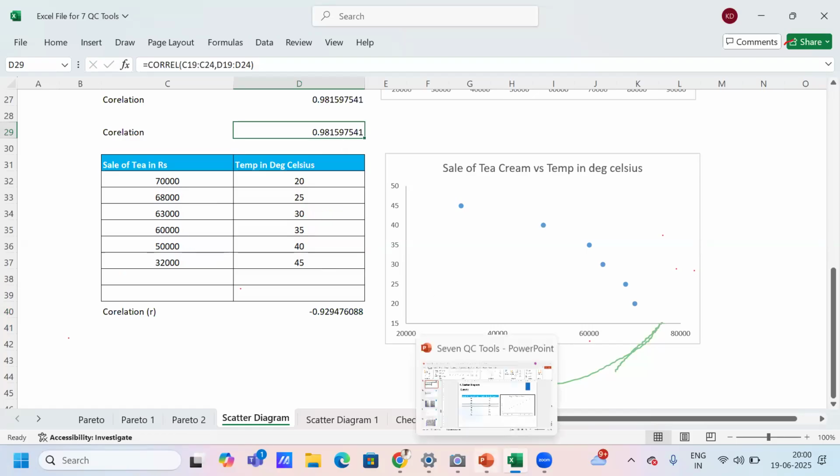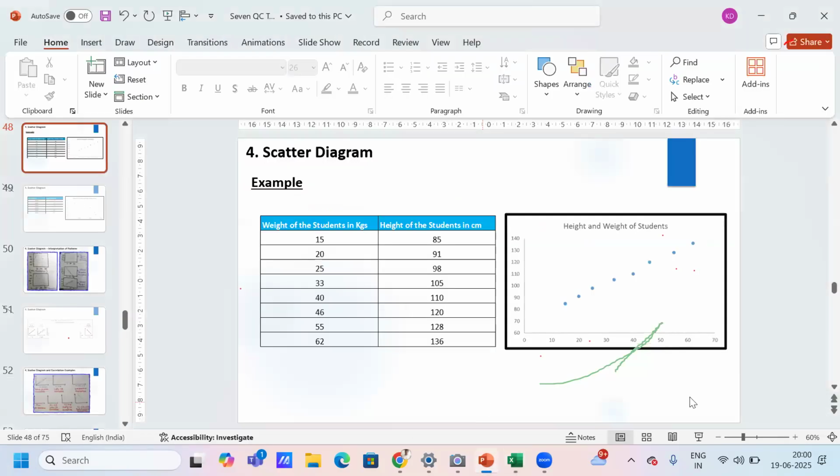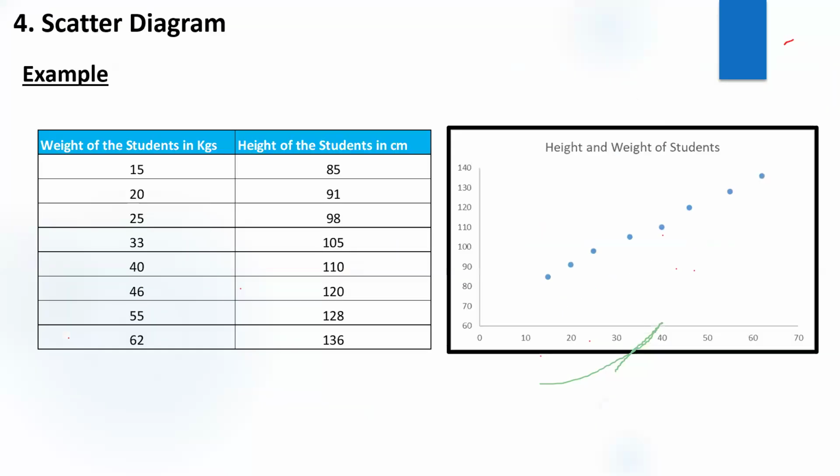Okay. Now I will come back to the presentation. So it is clear now how to plot it. Clear? Was it visible? Was it understood? Yes, sir, it is understood. So now we will discuss what is a negative correlation.